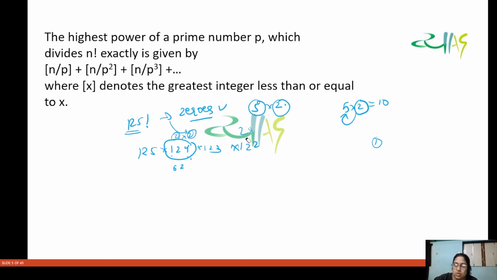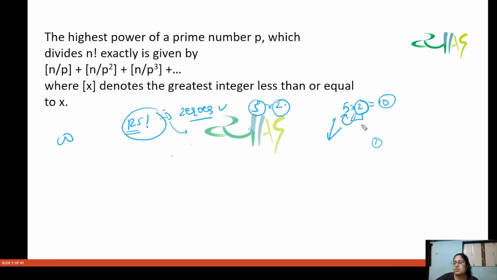So if you come to know the number of fives, obviously you will be able to find out the number of zeros in this factorial. The number of zeros, because 5 into 2 is 10, contributes to one 0. So the number of fives will correspond to the number of zeros.